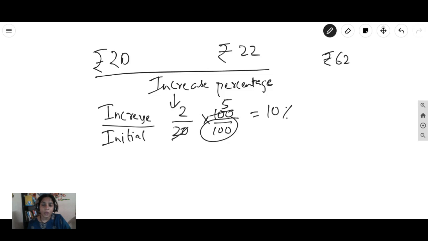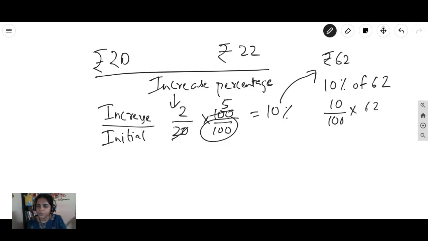Now, if you know this, 10% increase has happened, then you can apply the 10% here. Here also 10% will increase, right? So you first find out what is the 10% of that 62. We learned this also. We have to find out 10% is the increase. So 10% of 62 will be what? So how do we do it? We learned that 10 by 100 of means into 62.